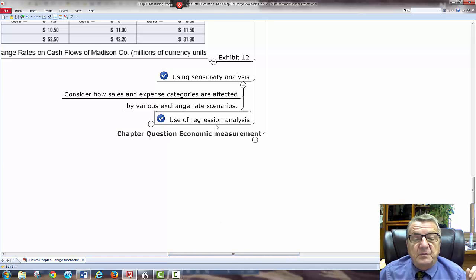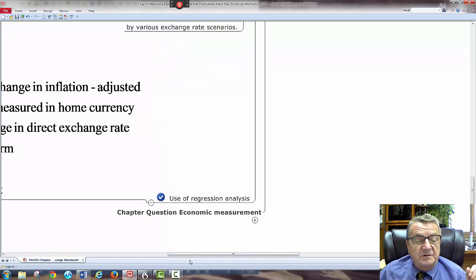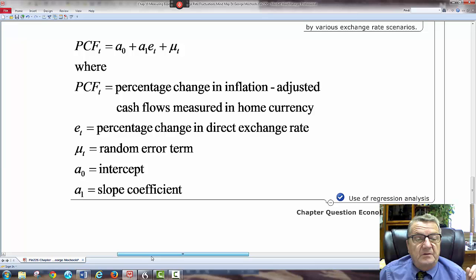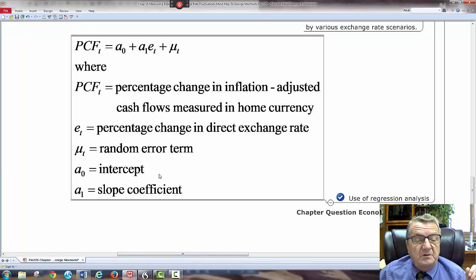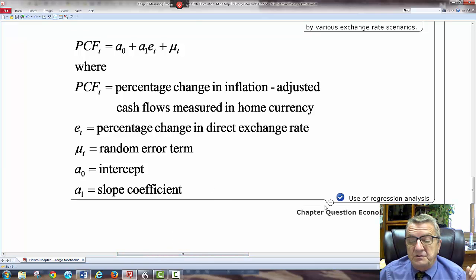Then using a regression analysis, if you look at regression from statistics, here we have it. Here's the formula: percentage change, random error, the intercept, and the slope coefficient. Geez, we're almost thinking I'm back in calculus.